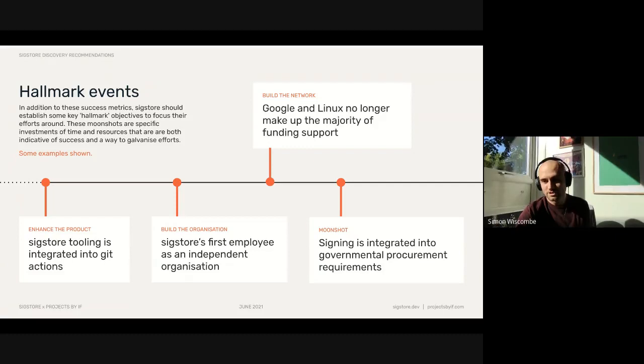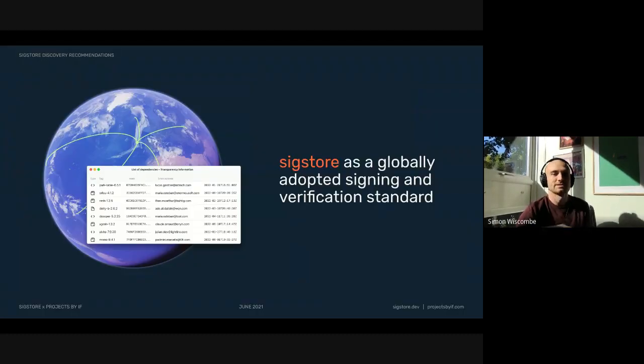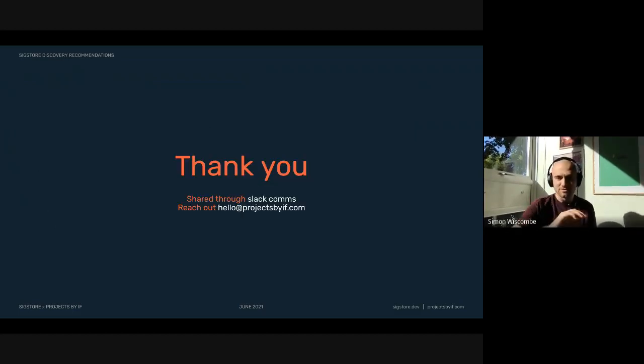Because what we're really building for in this is that Sigstore, to repeat what we said in the future, is a globally adopted signing and verification standard. So thank you so much. That was a super fast fly-through of our work.